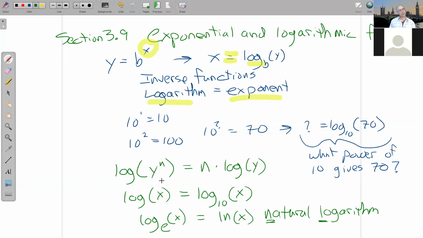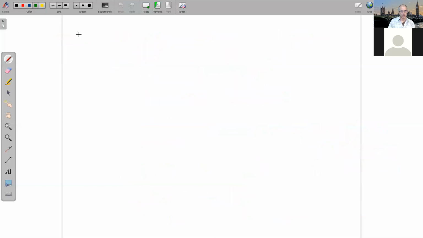Let's see, what other things do I need you to know about logarithms? I think those are the basics. The other thing that we need to know about is what is e? And there are a bunch of definitions about where e comes from. You know, a similar question I might ask you is, what is pi? And somebody might respond, well, pi is 3.14. Like, nah, it's not really 3.14. It's a little more complicated than that.